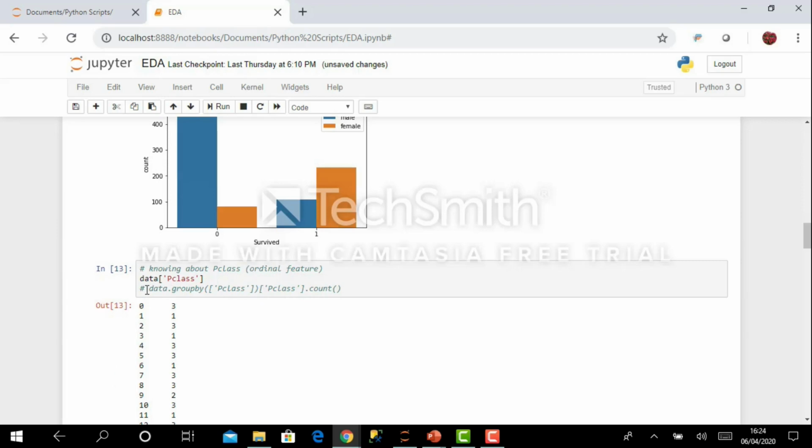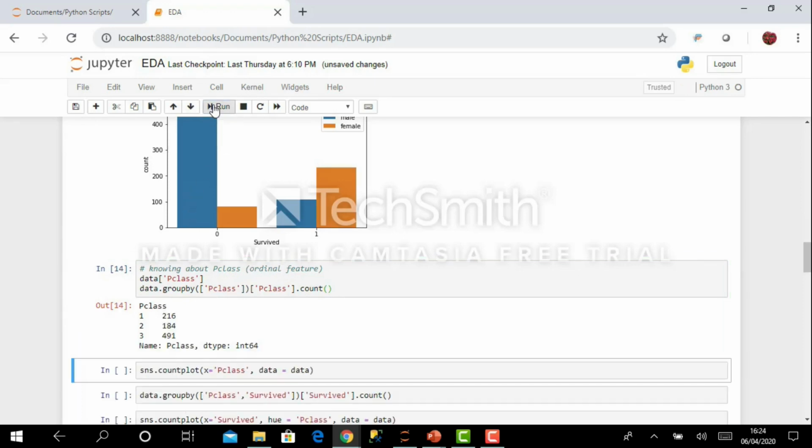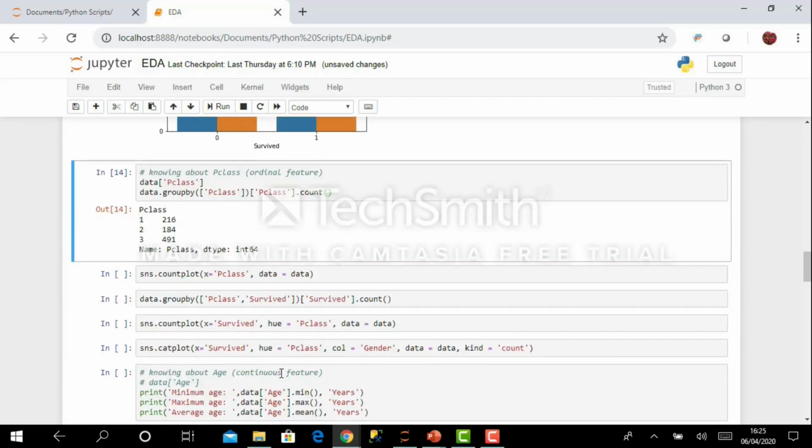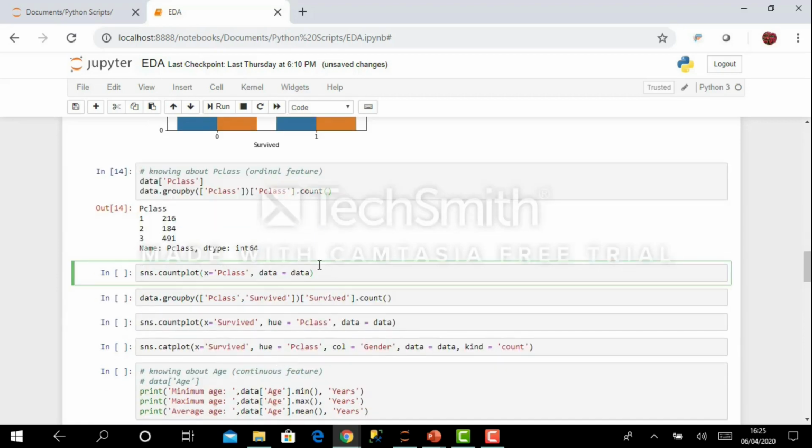And let us have some functionality implemented now. I am grouping based on Pclass, and I will find the count. I just want to know what the count is in each of the classes. You can see that in first class there are 216 passengers, in second class 184, and in third class 491. From this information I may come to the conclusion that most of the passengers were in third class, then first class, and then comes the second class. I can plot the same data also.